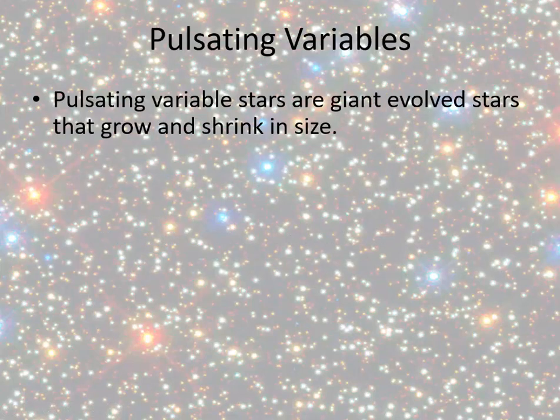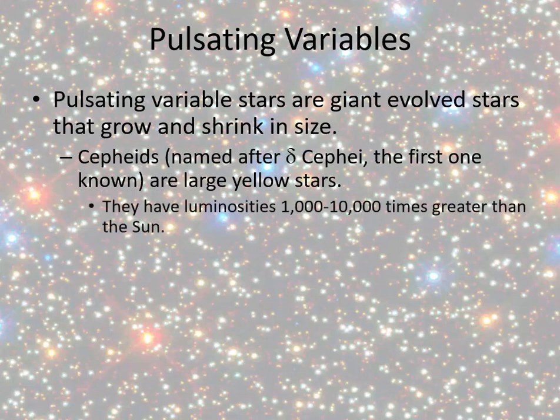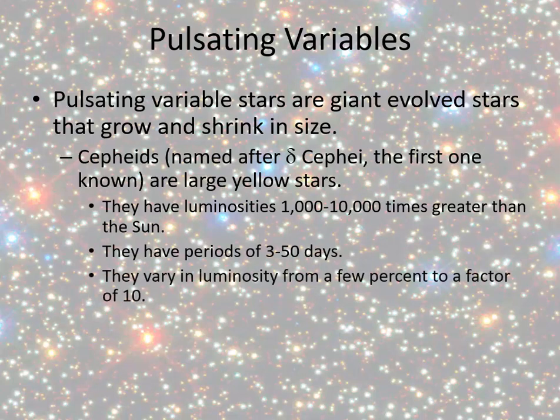So the period, though, is what we are interested in, because what Henrietta Leavitt did for us was she calibrated a period luminosity relationship. She found a logarithmic relationship between a star's period and its luminosity by examining these stars in the Magellanic Clouds. And it turns out that from that we realized that these Cepheid variables have luminosities between 1,000 and 10,000 times bigger than that of our sun, and they have periods of 3 to 50 days.